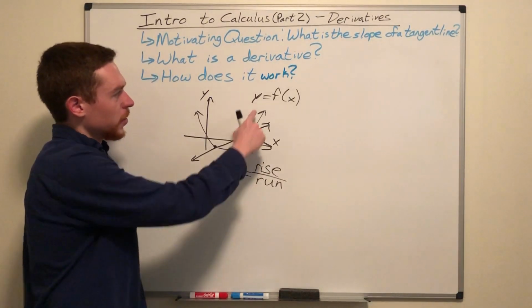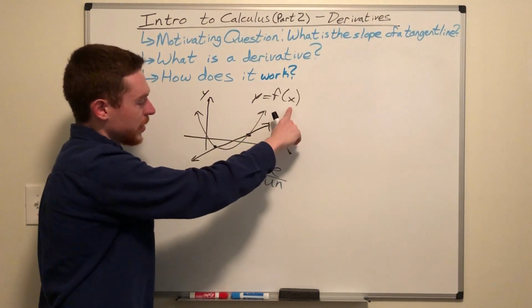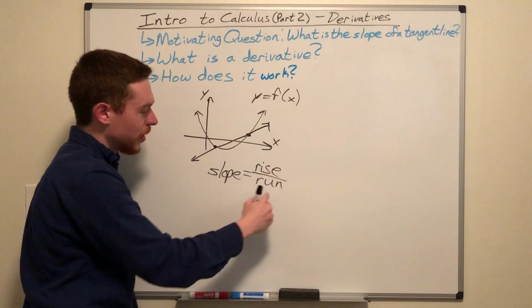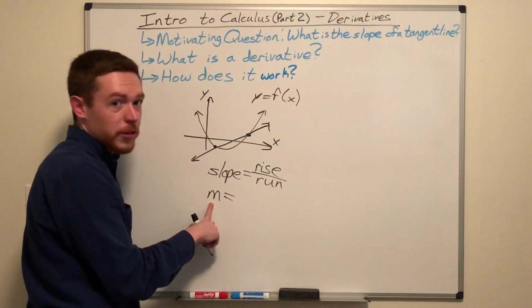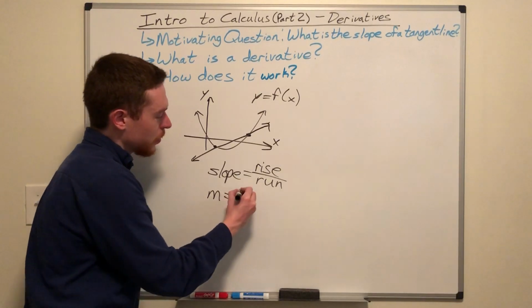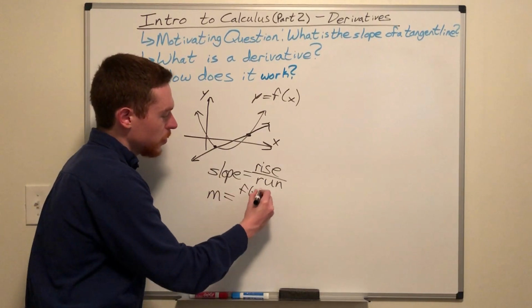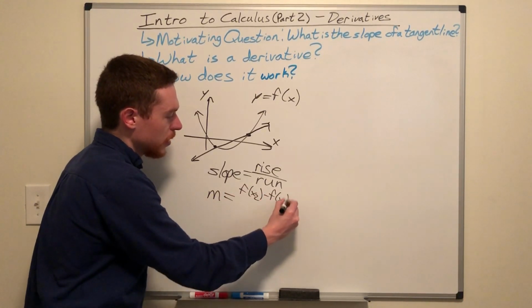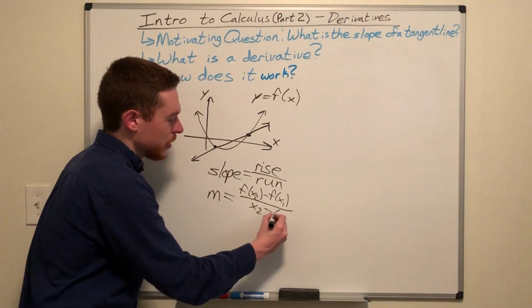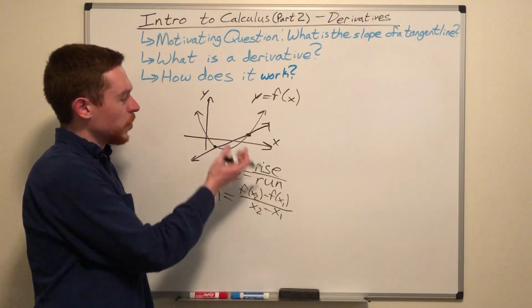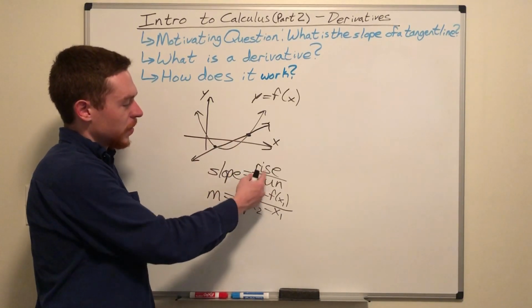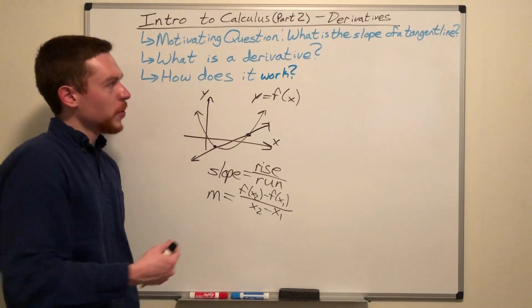And in particular, when we know what the function is, we can write a formula for rise over run down. Remember, the slope is usually denoted by m, and we would write the rise as f of x2 minus f of x1 all over x2 minus x1. And so this is the formula for the slope of any secant line. Again, just following the standard rise over run formula.